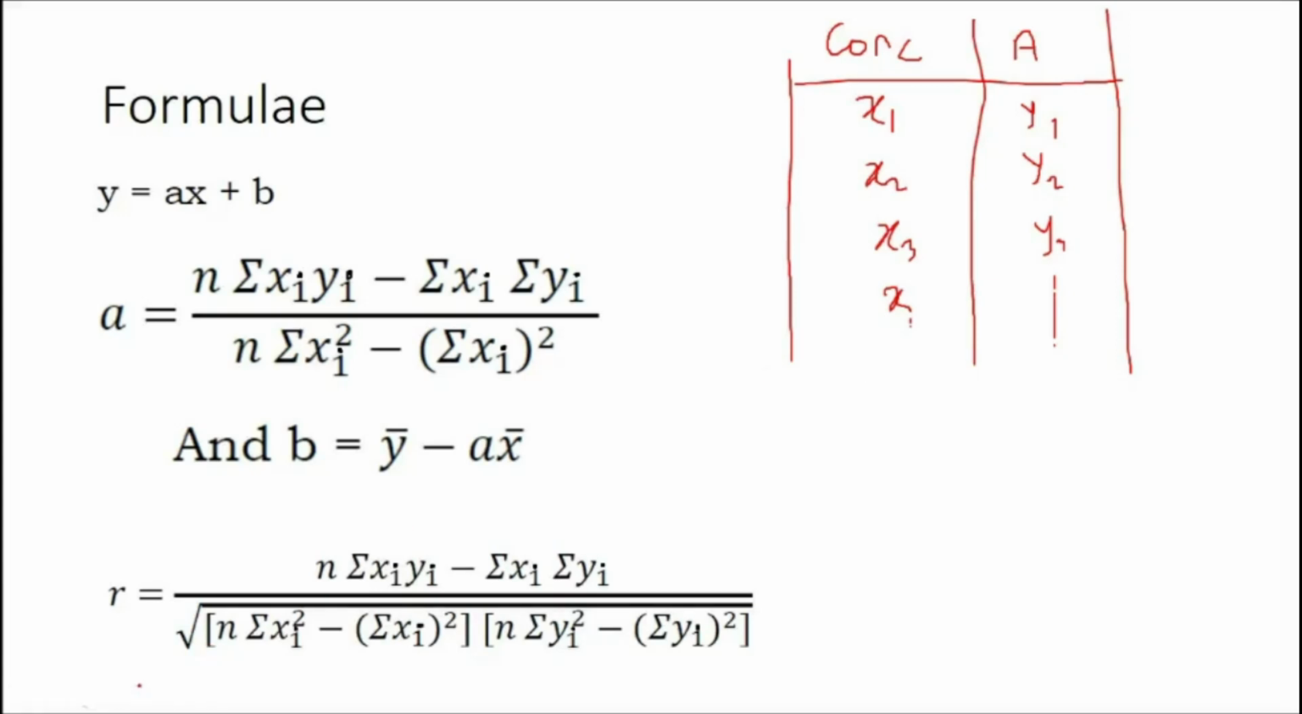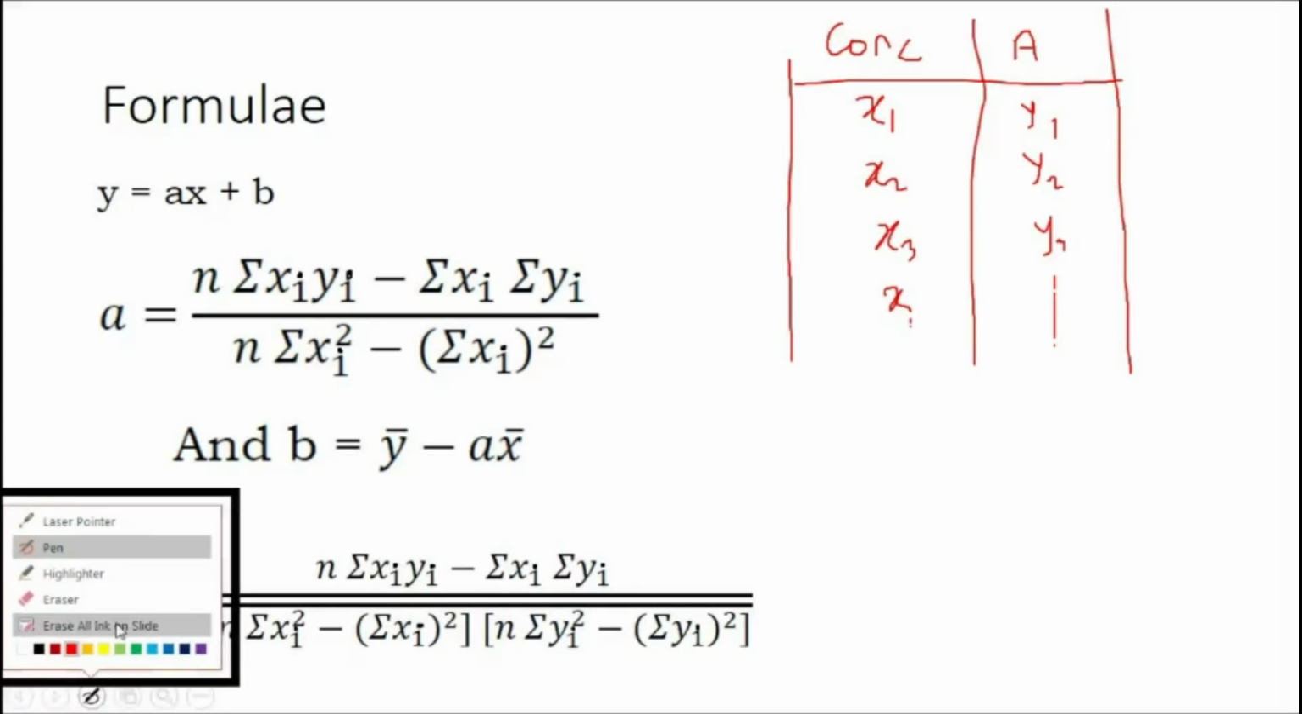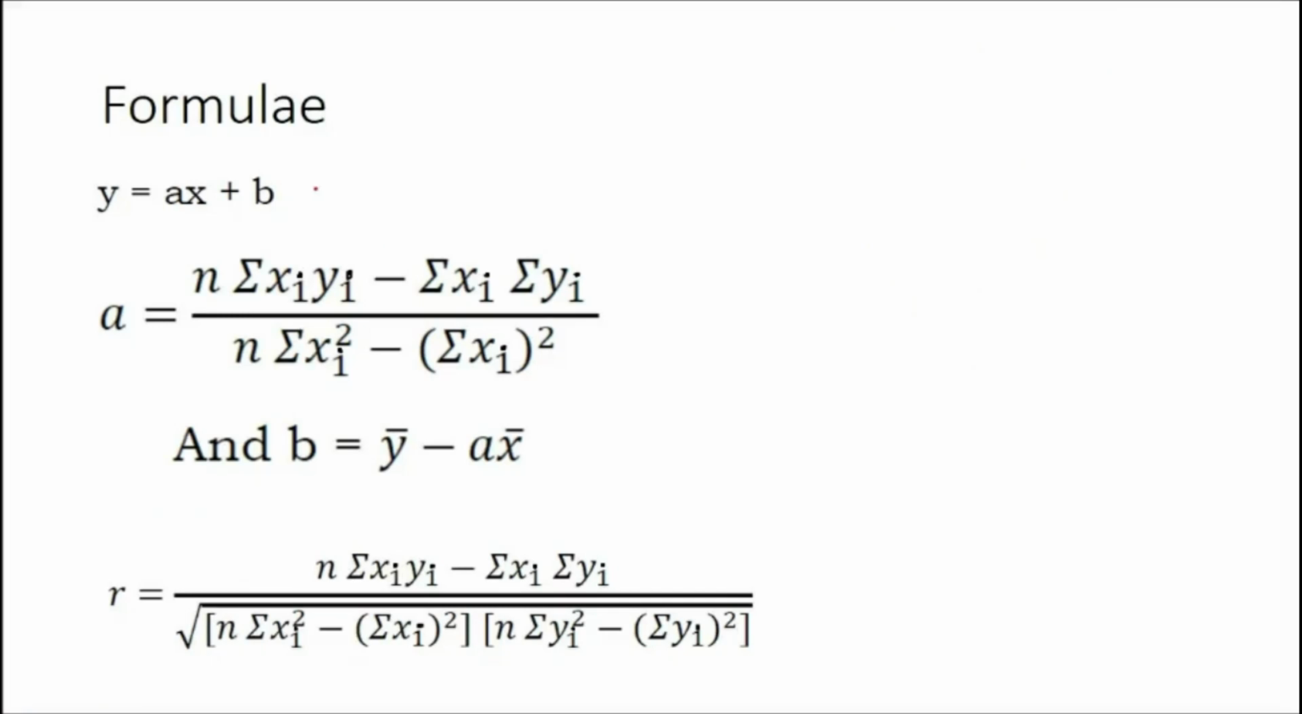Okay. Let me clear that part of the slide. So the formulae that you are going to use in this particular experiment are the main formulae. This is first formula, y is equal to mx plus b. This is formula to calculate slope. This third formula is to calculate your y-intercept. Fourth formula is to calculate whether the relationship exists between x and y.